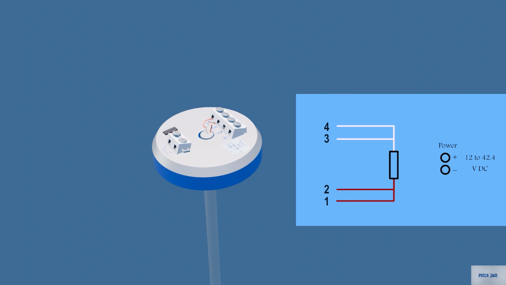To prevent damaging the transmitter, do not allow terminal voltage to drop below 12 volts DC when changing the configuration parameters. You can measure milliamperes by connecting a multimeter in series.